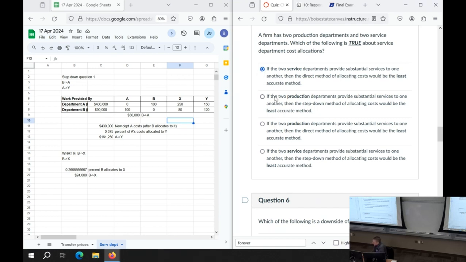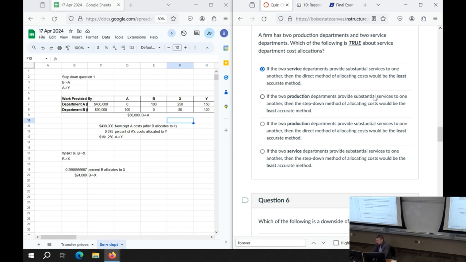All right. Is it true that if the two production departments provide substantial services to one another, then the step-down method of allocating costs would be the least accurate method? No. We don't have anything about service department allocations that depends on whether the production departments provide services to each other. The only way in which production departments tend to provide services to each other is that they tend to pass input parts, like we talk about in transfer prices.